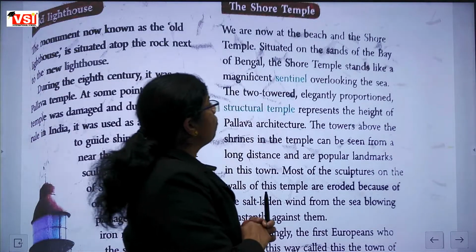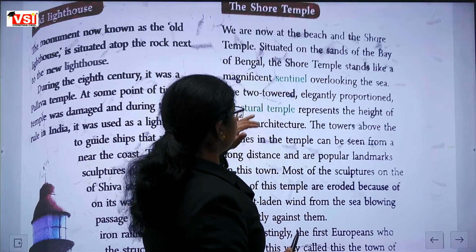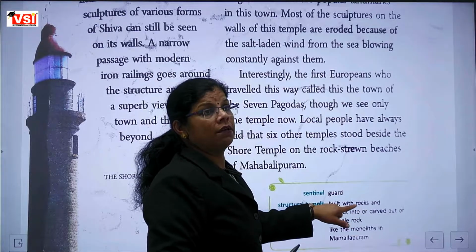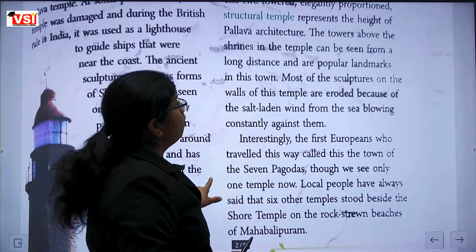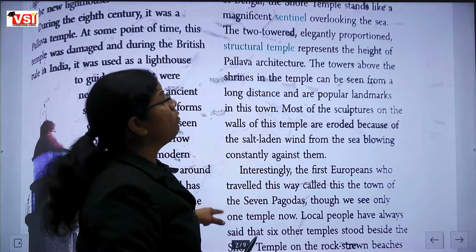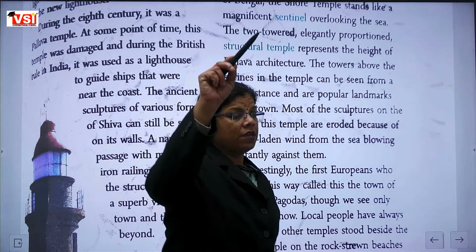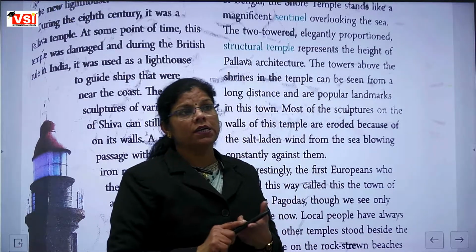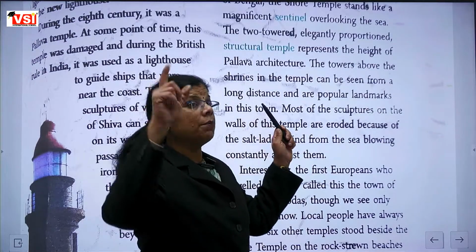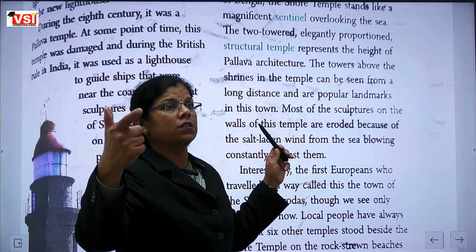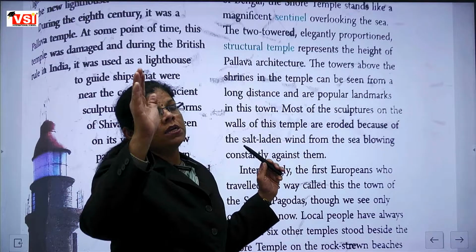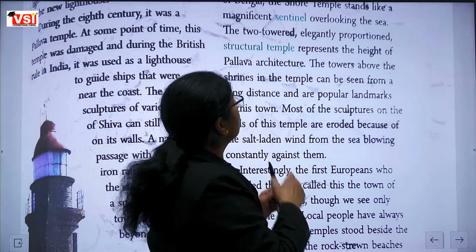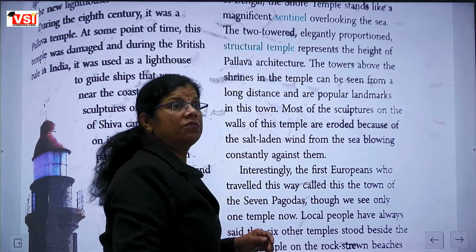And the Shore Temple stands like a magnificent sentinel overlooking. Sentinel means guard की तरह. Fine. This temple looks like a guard overlooking the sea. Means that it is having a look on the sea. Fine. It looks like a guard कि हमारा समुद्र में भी, सी के अंदर भी लगातार ये हमारी गार्डशिप कर रहा है, एक तरह से निगरानी कर रहा है. Fine. That kind of magnificent statue this is.